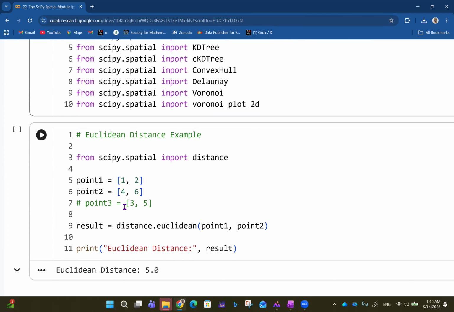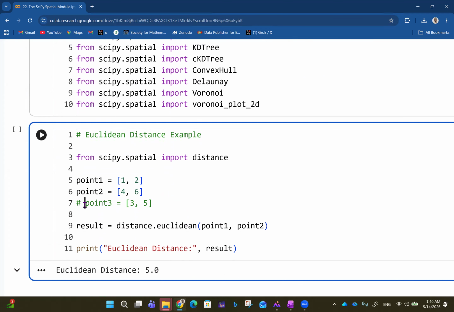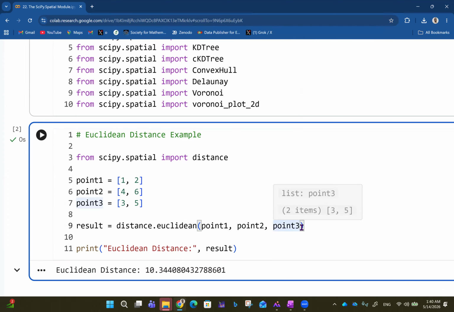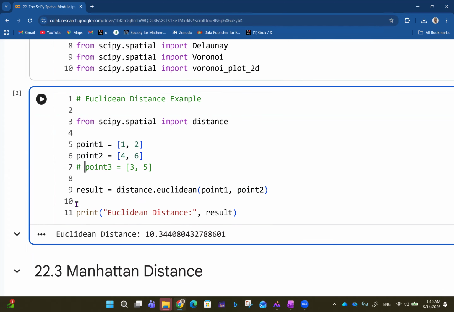Like this. Then, well, you can make the points as many as possible. So if I add point 3 to it, which is 3 comma 5, and then I just come here and add point 3. So I have 3 points now. So I still get some result like that. So you can do as many points as you want. So that's the Euclidean distance.